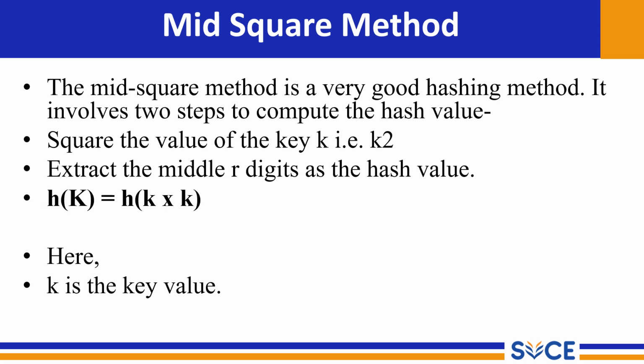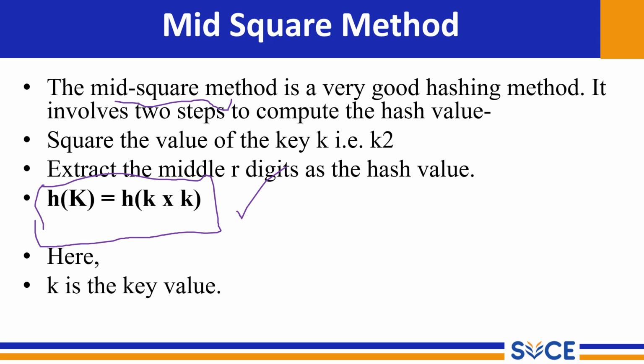So next is the mid square method. The mid square method is a very good hash technique. It involves two steps to compute the hash value. The first one is to square the value of the key, that is k squared. Second, extract the middle digits of the result. The formula is h of k is equal to k into k. So this is the formula for mid square method, and here k is nothing but the key value.